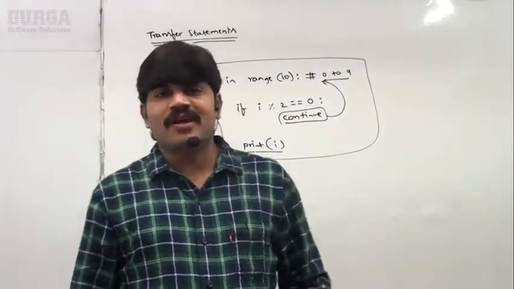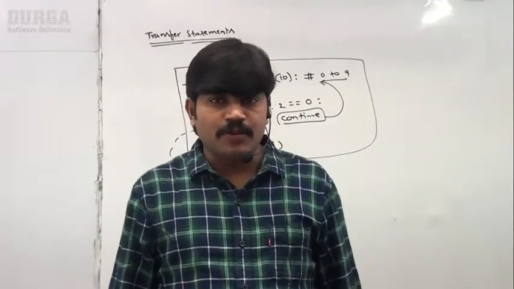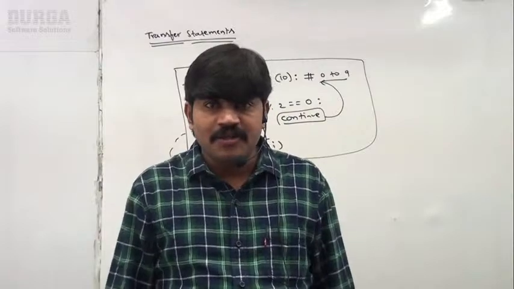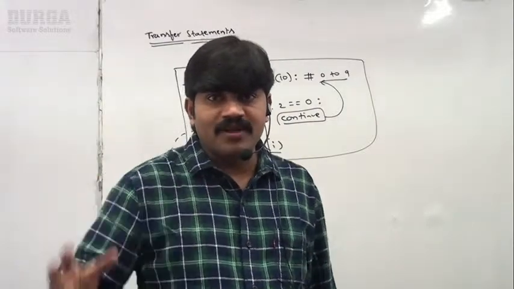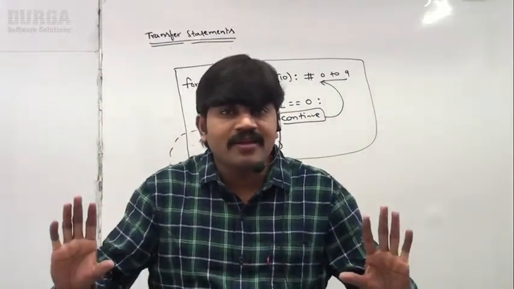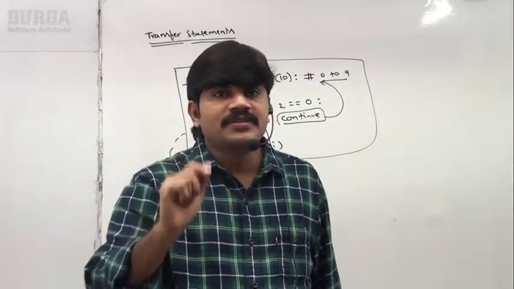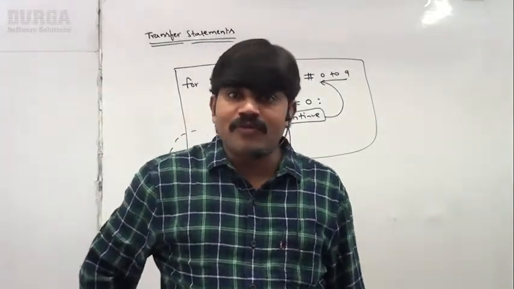Sir, a very simple formula, a very simple word analogy I want to explain. Suppose you have a girlfriend. You can break up with the girlfriend, so that further communication won't be there with that girlfriend. But assume that a wife is there. Can you use the break word with the wife?